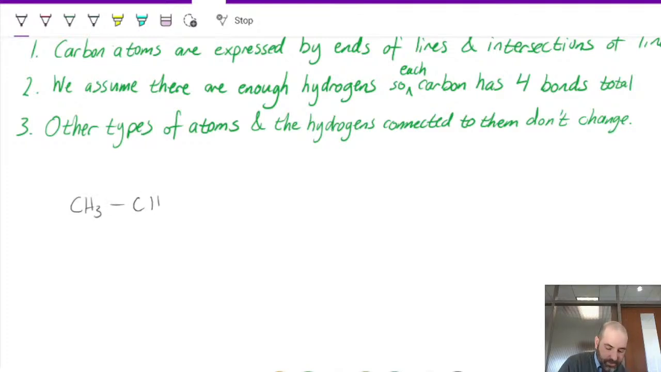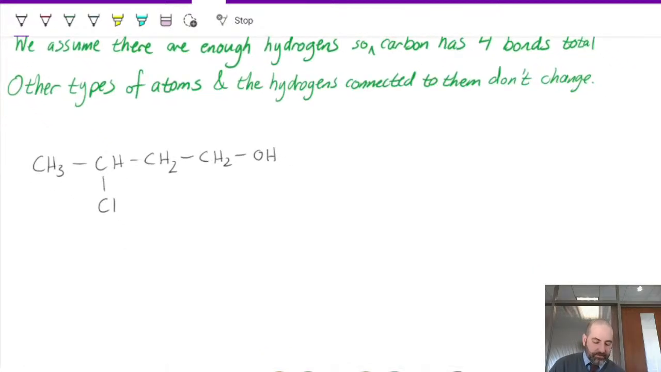So for an example here, let's look at this condensed structure, CH2, CH, and then I'm going to put a Cl on here, as well as an OH on the end. So let's say we want to turn this molecule into a line structure.